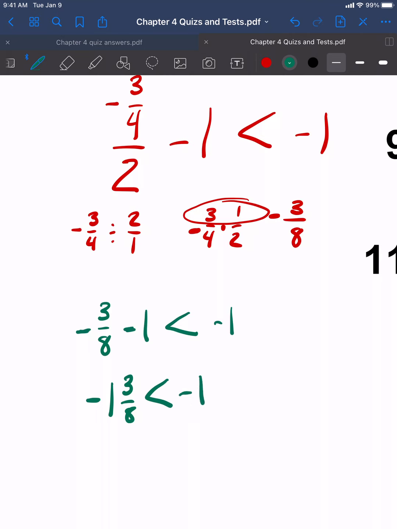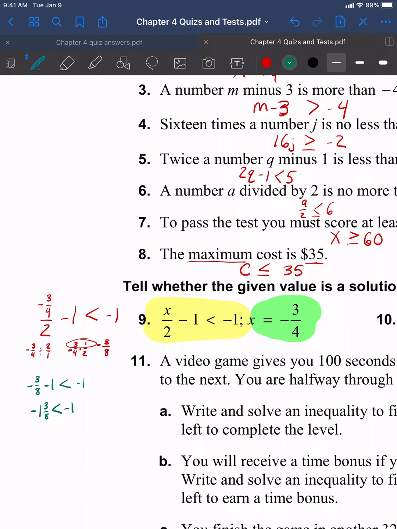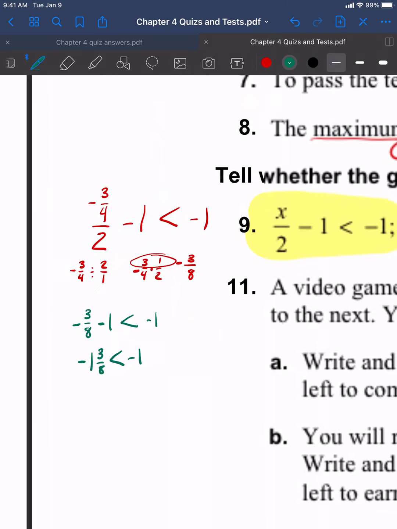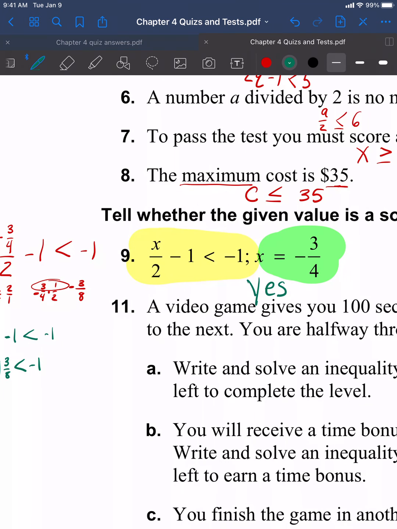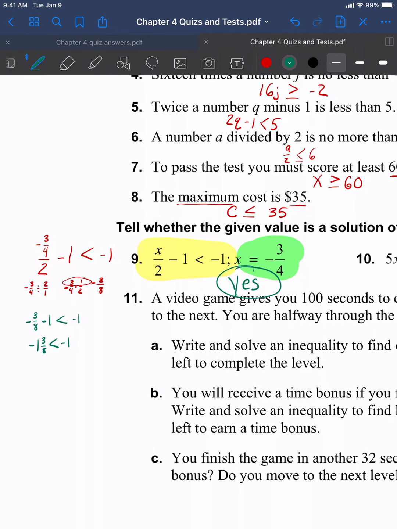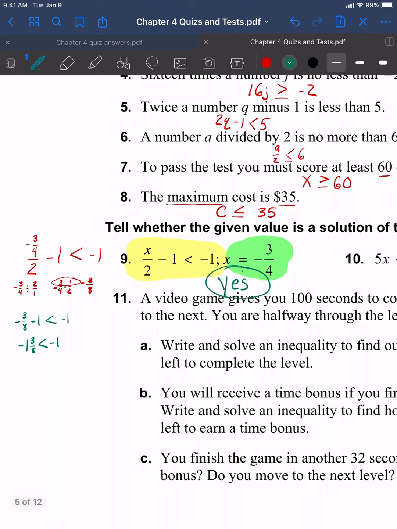Now, we're done solving, but the question is: is this green section a possible answer for x? So is negative 1 3/8 smaller than negative 1? Yes, it is. So is this a solution? Yes. And that would be your answer: yes. Your answer would not be just this. Your answer would be a yes or a no question, okay? Are there any questions on how we did number 9? Are there any parts that got fuzzy, confusing, didn't know why I did something? Okay, let's do 10.